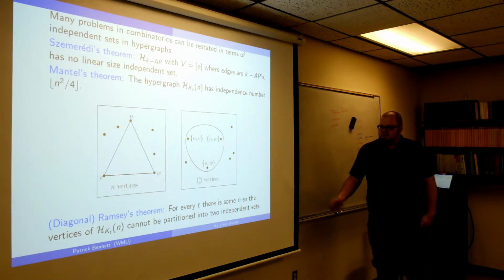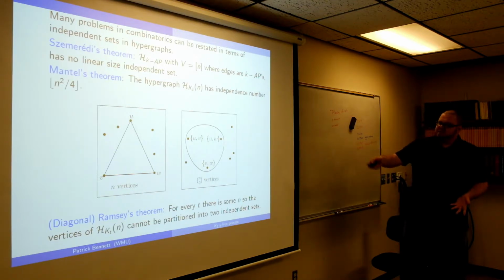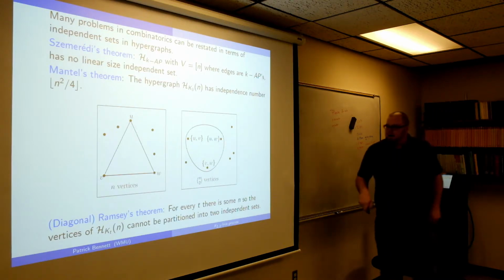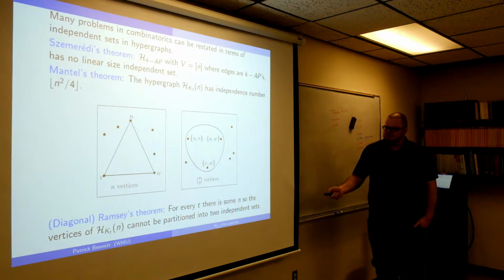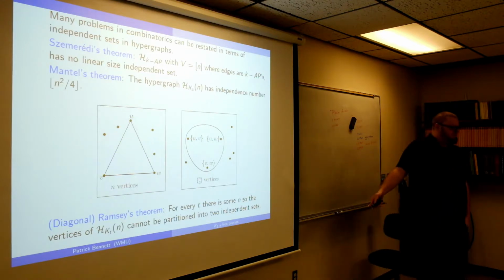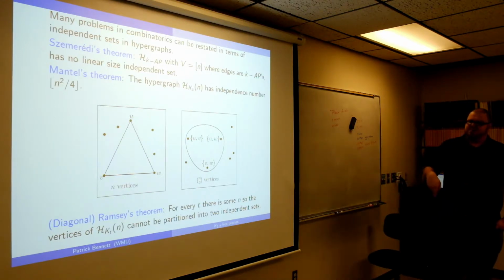Also, say for diagonal Ramsey's theorem, again, we just saw H sub K3, but as you can imagine, there's such a thing as H sub Kt, where a t-clique in the graph corresponds to an edge in the hypergraph. So I would state diagonal Ramsey's theorem as: for every t there's some n such that the vertices of this hypergraph can be partitioned into 2 independent sets. Maybe this is more natural to describe as a hypergraph coloring problem, because you're partitioning the vertices into independent sets. Okay.